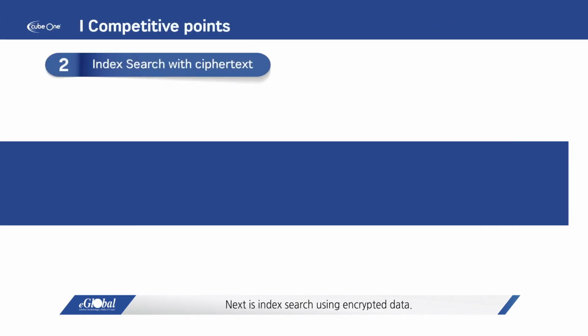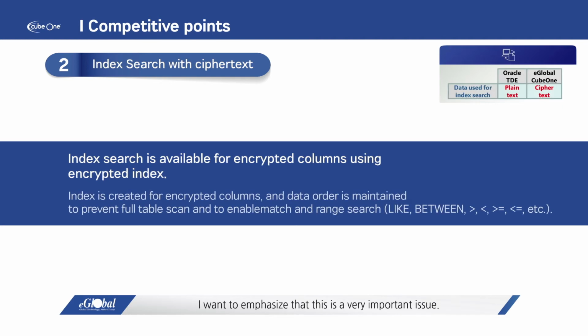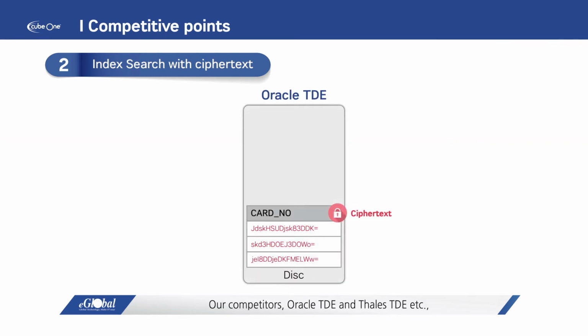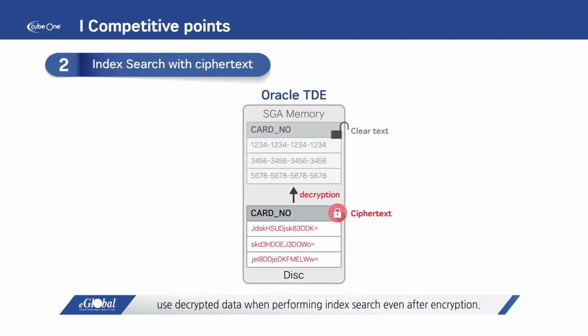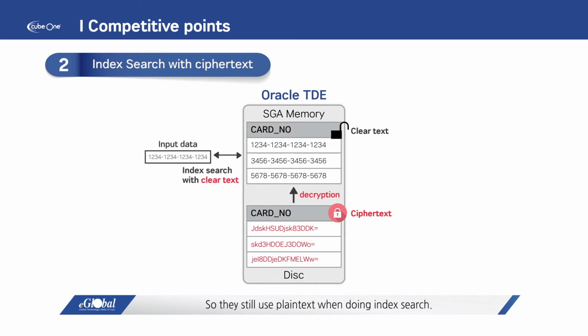Next is index search using encrypted data. I want to emphasize that this is a very important issue. After encryption, it is necessary to support range search such as like or between, as well as match search. But the important point is what data is used for index search. Our competitors, Oracle TDE and Thales TDE, etc., use decrypted data when performing index search even after encryption. That is, when performing an index search, all data is decrypted and uploaded to memory. So they still use plain text when doing index search.